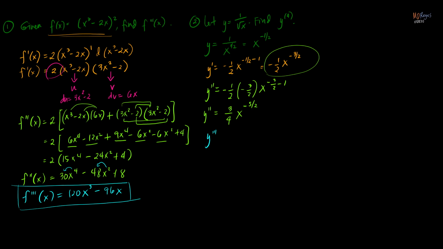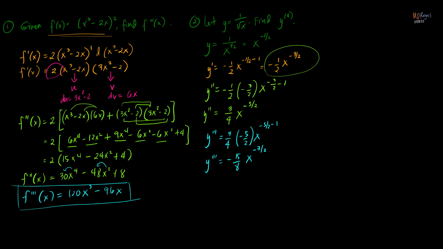Y triple prime is equal to, using the power rule again, copy the constant, bring down the exponent -5/2, copy the base, subtract 1 from the exponent. And so when we simplify, we get negative, multiplying 3/4 and -5/2, we'll have a -15/8. X raised to -5/2 minus 1 is -7/2.